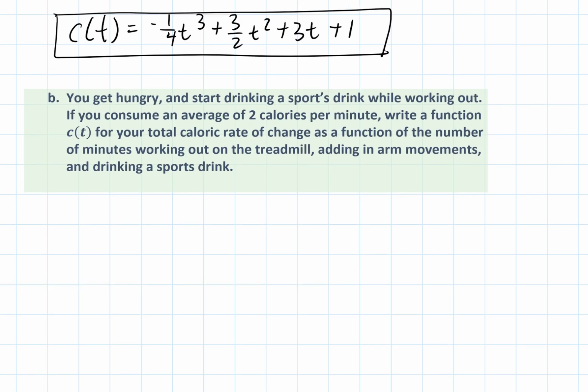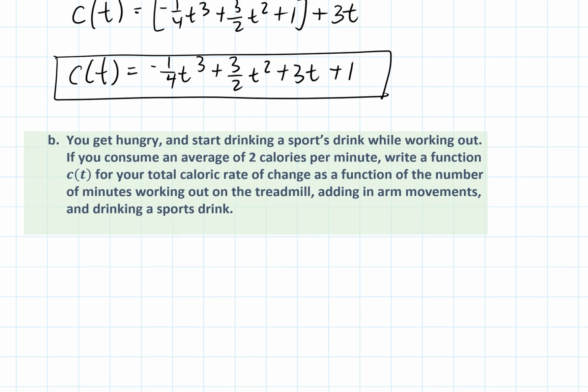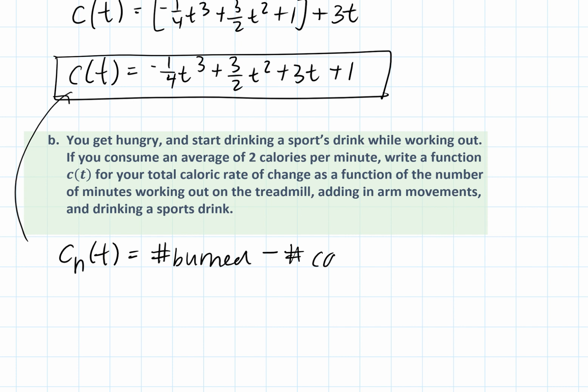Okay, next part. You get hungry and start drinking a sports drink while working out. If you consume an average of 2 calories per minute, write a function for your total caloric rate of change as a function of the number of minutes working out on the treadmill, adding in arm movements, and drinking a sports drink. So this function was the amount of calories we burned by both working out on the treadmill and adding in the arm movements. So our new c of t will be the number of calories burned minus the number we consume.